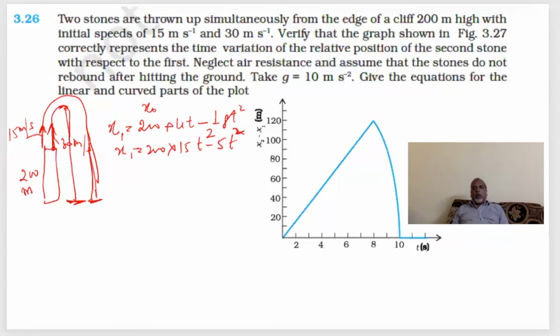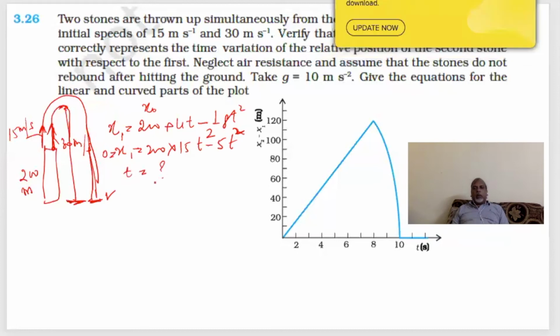Correct? Your x1 is 0 because you are coming down to earth. That means it will be equal to 0. You can find out t like that.